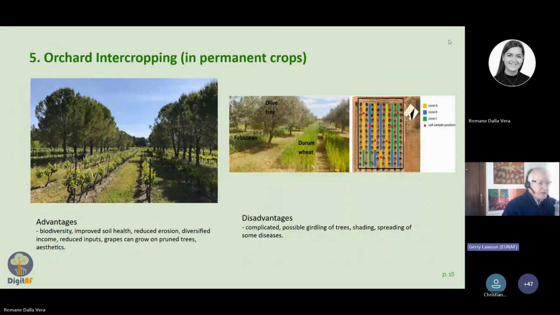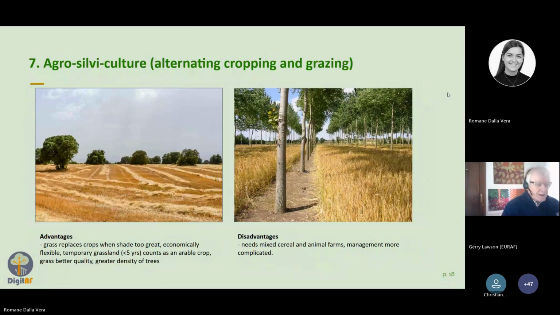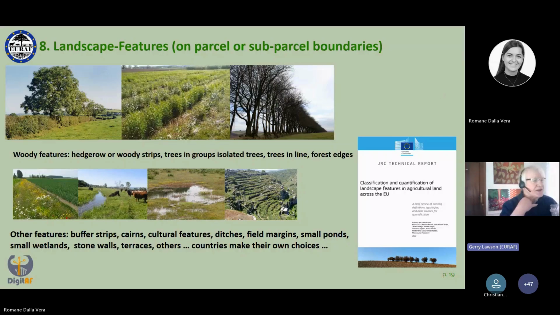So number 5 and number 6 are related to intercropping within permanent crops. And next slide for number 6 is grazing within permanent crops. Number 7 is when you have a mixture in time of a silvopasture and a silvoarable system. And then finally, we have all the trees along the edges.